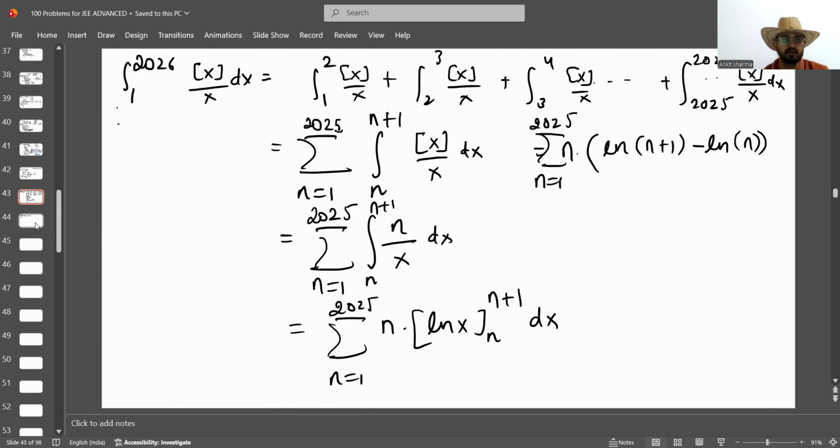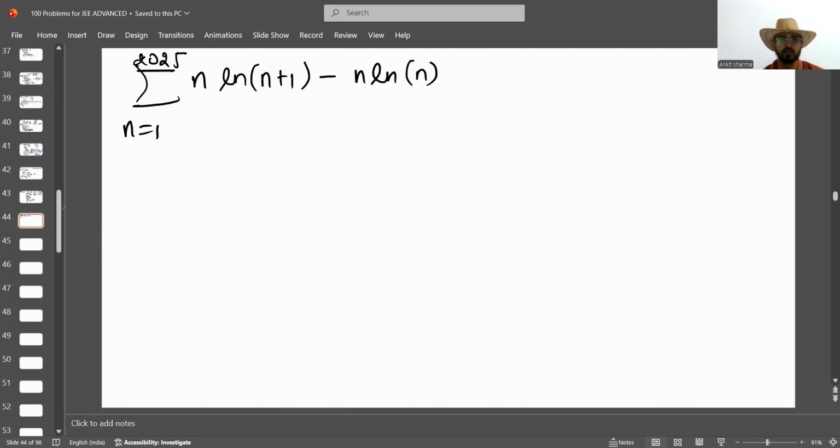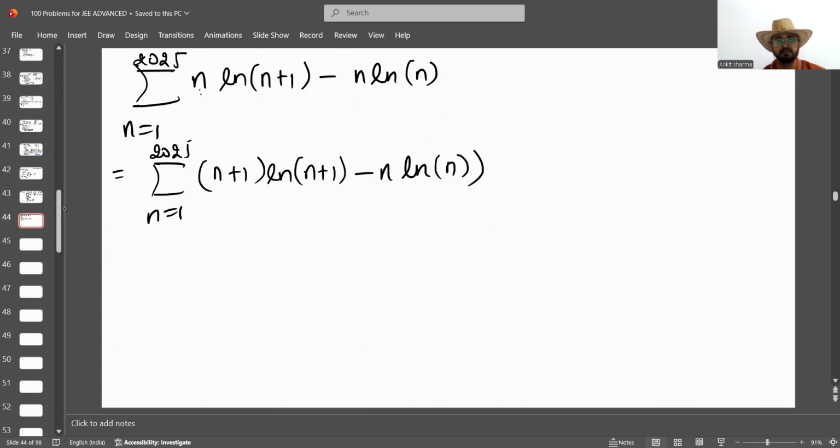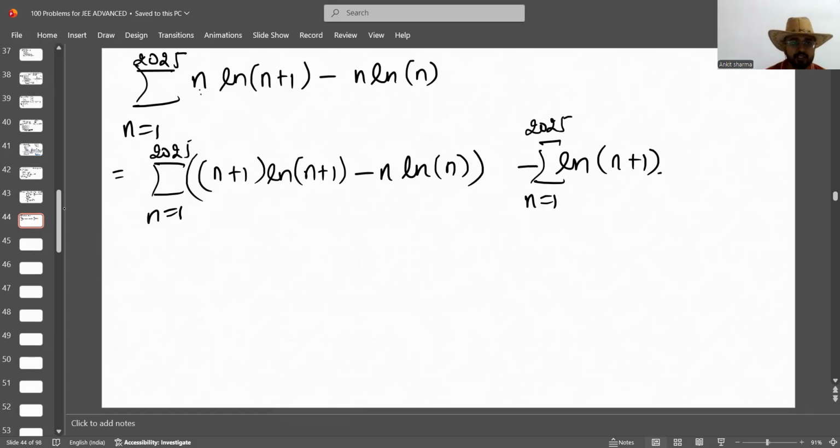I'll multiply this. Now we can bring it to a telescope. So I'll be having sigma n is equal to 1 to 2025. This n I can write down as n plus 1 into ln of n plus 1 minus n into ln of n. Keep this one here, and then since we have added here 1, I'll subtract minus of ln of n plus 1. Then extend this series again further. So n is equal to 1 to 2025, at this. Now let's go ahead, this will be telescope basically.